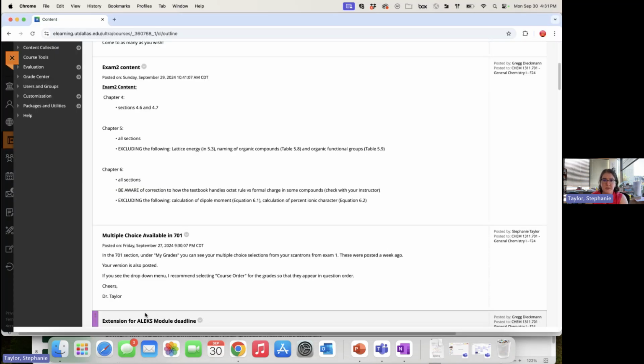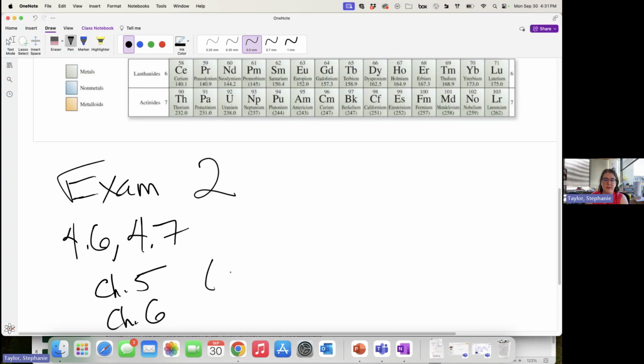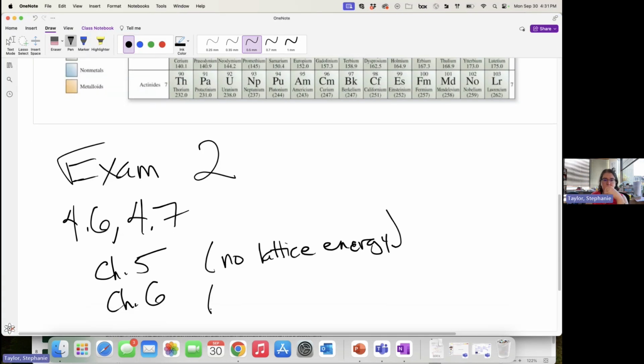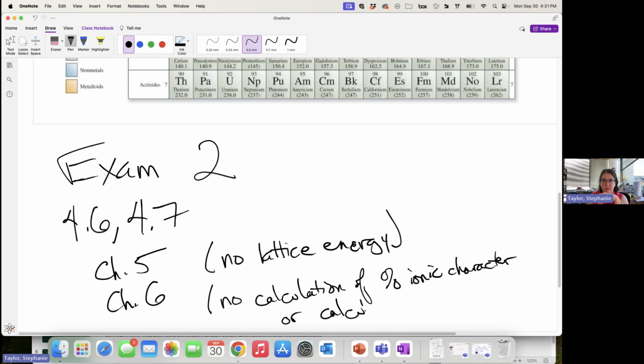There are a few things that we don't do in chapter 5, like there's no lattice energy. So it's whatever we were doing in class, no lattice energy. And in chapter 6, there's no calculation of percent ionic character or calculation of dipole moment.